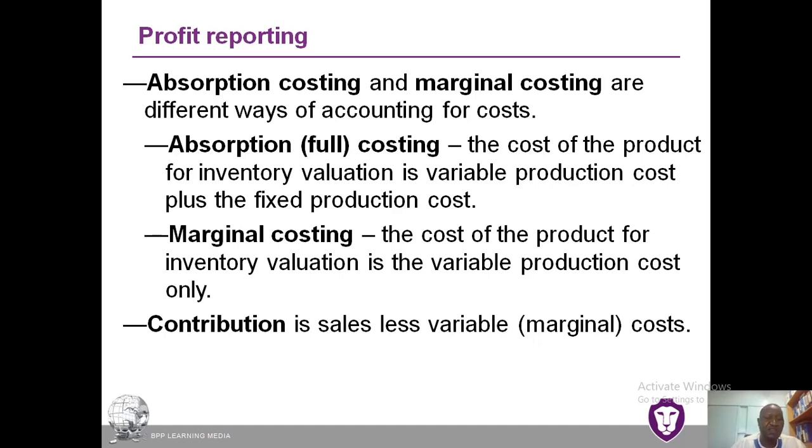Contribution is calculated as sales minus the variable costs. Sales minus the variable cost. That's how we calculate contribution. So the contribution per unit will be the selling price minus the variable cost per unit. Total contribution will be the total value of sales minus the variable cost, and the fixed cost will be subtracted, of course, as period costs at the end after contribution has been calculated.